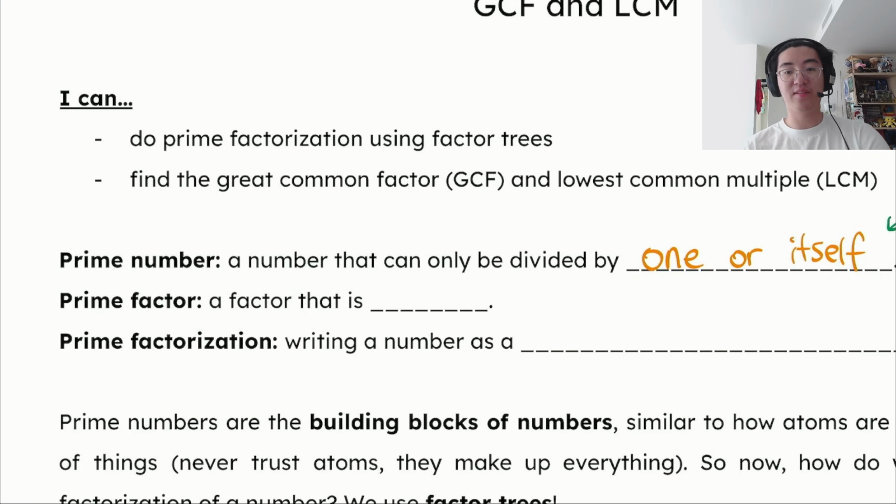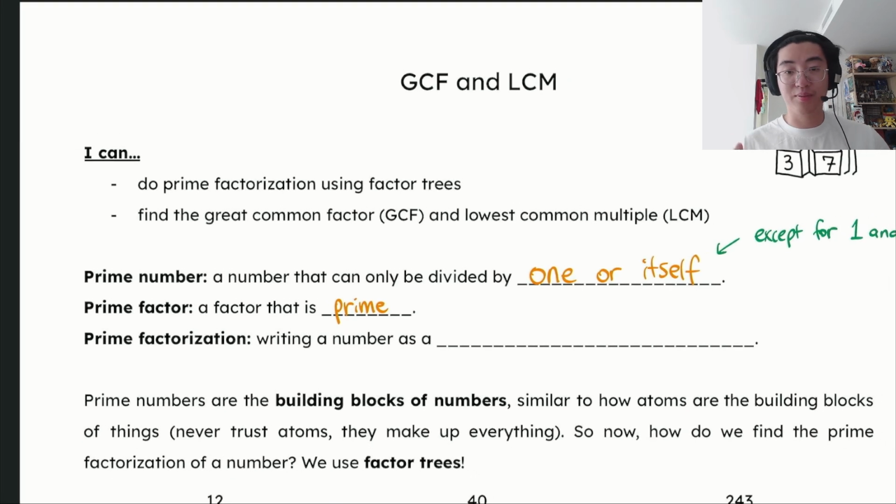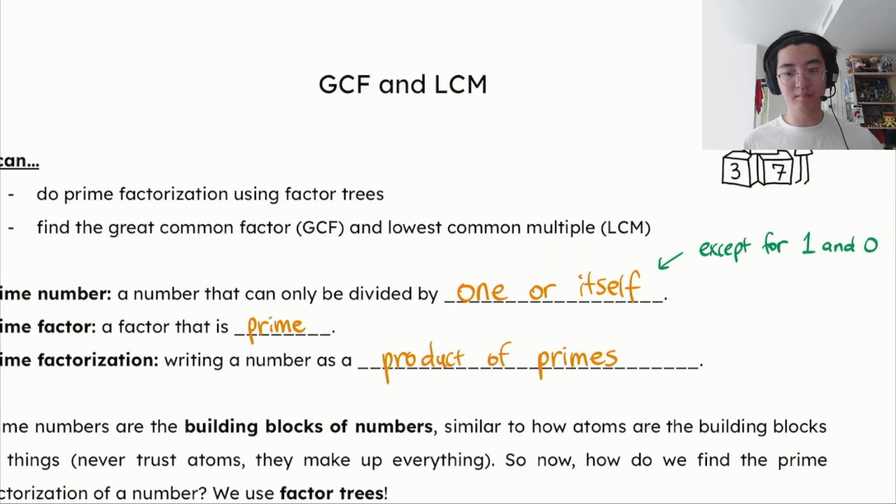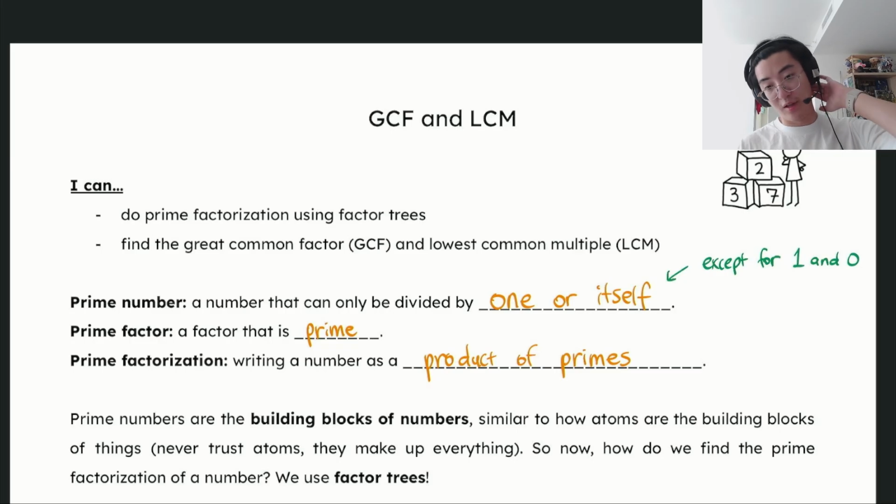Okay, next the prime factor. A prime factor is pretty much a factor that is prime. If we remember, factors are essentially the numbers that multiply to a bigger number, and if that number is prime, then it's considered a prime factor. And lastly, prime factorization is writing that big number as a product of all the prime numbers. If this all seemed like gibberish to you, no worries. We have pretty much a page and a half of examples to get you familiar with all this.